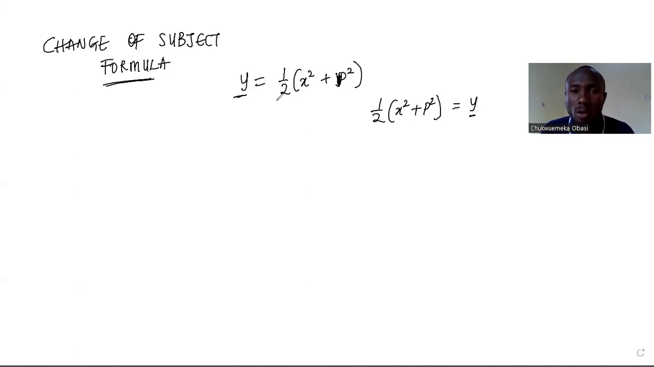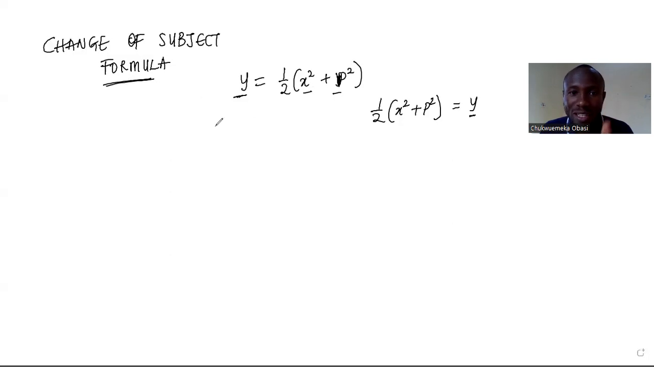Yes. So if you want to change this subject, maybe from y to x or to p, you're going to do some mathematical manipulation like addition, subtraction, multiplication, or even division, so as to make x the subject. So in this video, I'm going to show you how to do different mathematical manipulations in changing the subject of different formulas. So let us go into our first example for today.